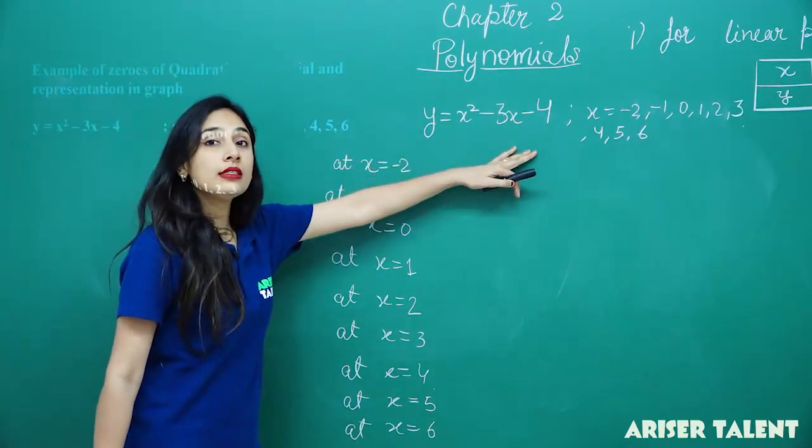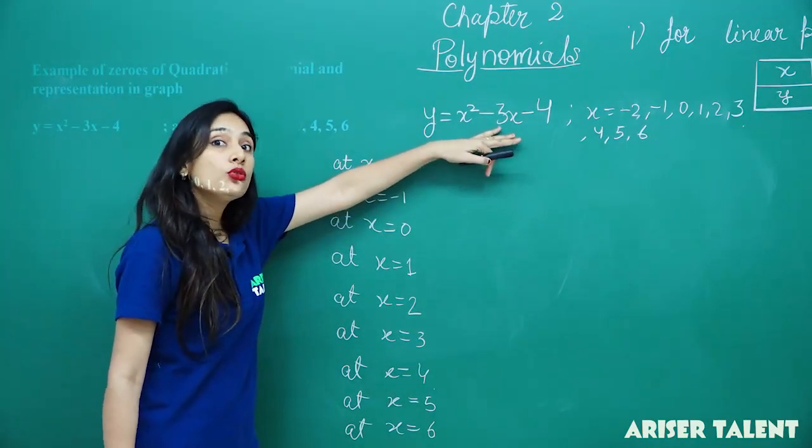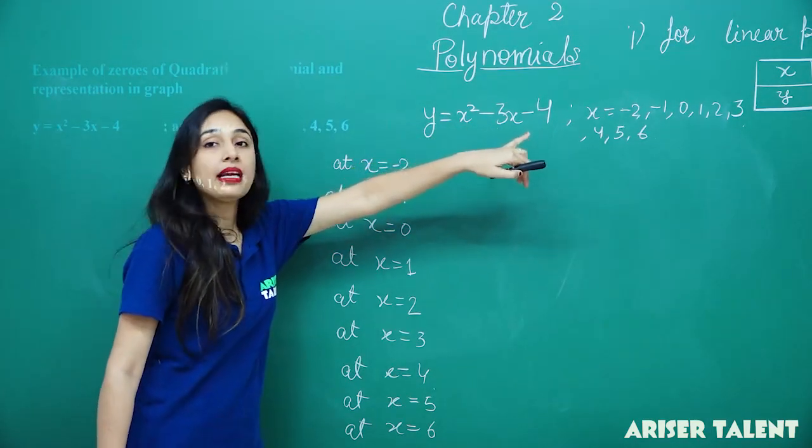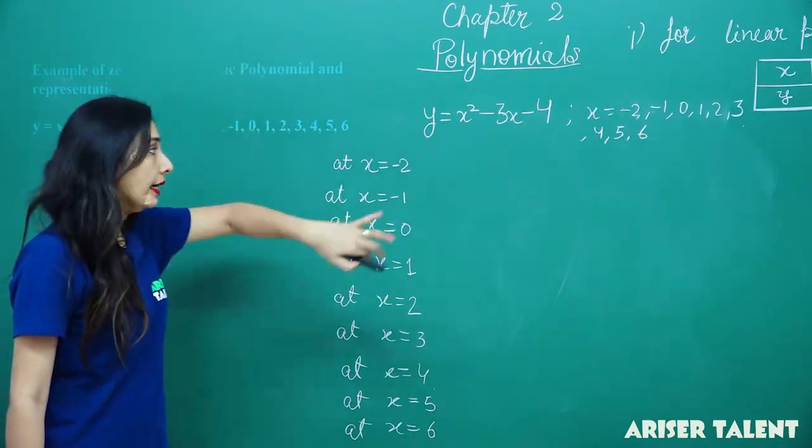Now the equation is the same, the polynomial is the same, so we have to just put the value of x like minus 2, minus 1, 0, 1, 2, 3, 4, 5, 6. Okay.